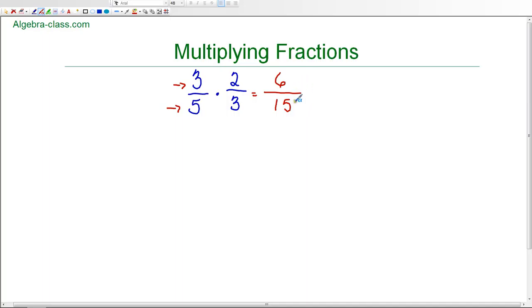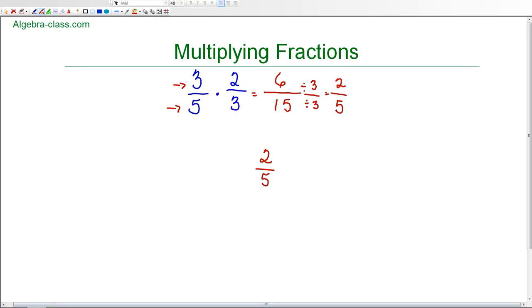So 6/15 can be simplified because I can divide 6 and 15 by 3. And 6 divided by 3 is 2, and 15 divided by 3 is 5. So the final answer to this problem is 2/5.